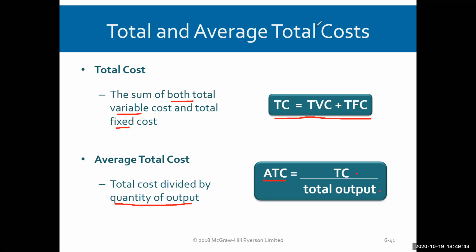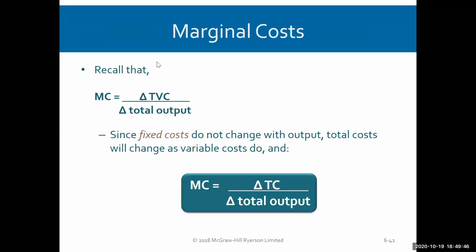So let's bring us to one more slight change, but a really critical change in understanding. Recall that we defined marginal cost earlier in a previous segment as the change in total variable cost over the change in output. So it's the incremental extra cost we incur when we decide to produce one more unit of output. Well, this is a big sentence here. Since fixed costs do not change with total output, then total costs will change the same way variable costs do. And it's because fixed costs don't change. So try and understand that.